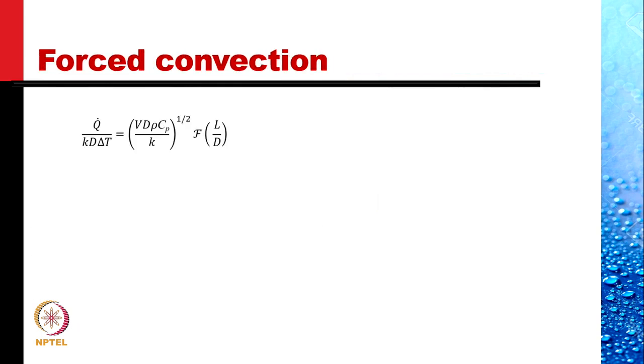I repeat here the expression from the last slide. And this is of the form Nusselt number is equal to C Reynolds number into Prandtl number raised to power 1/2. From this, we can get this. This combines with this to produce Nusselt number.